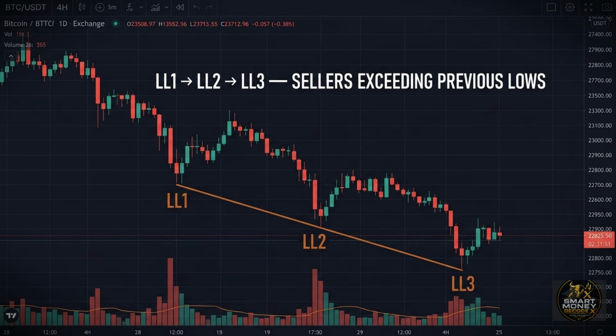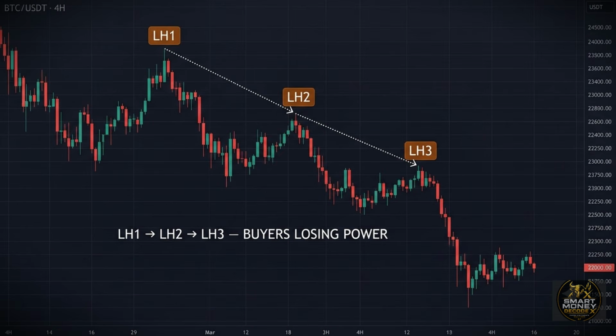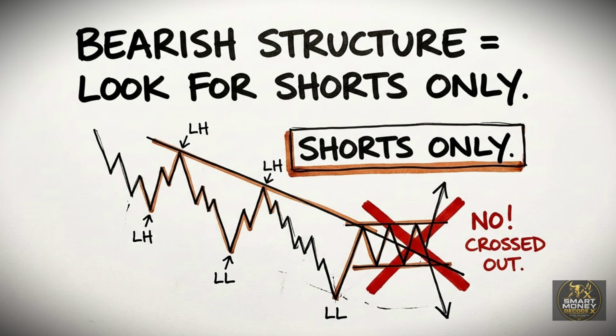Each lower low means sellers pushed price to a new trough, exceeding the previous low. The buyers who defended the previous swing low were overwhelmed. And each lower high means that when buyers tried to push price back up, they could not reach the previous high. Sellers stepped in sooner, at a lower level. The directional bias in bearish structure is short.